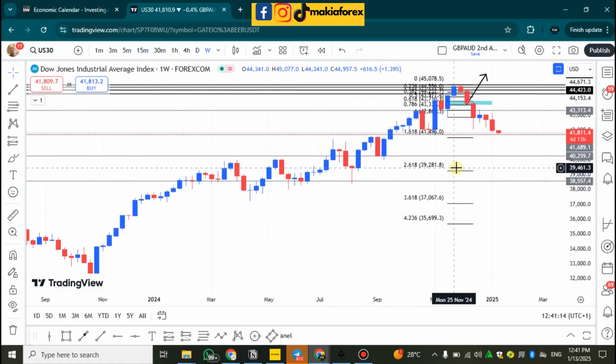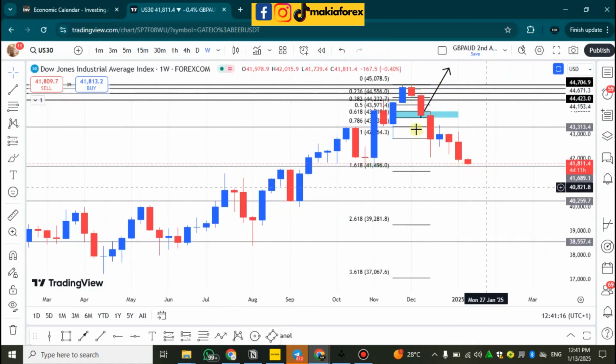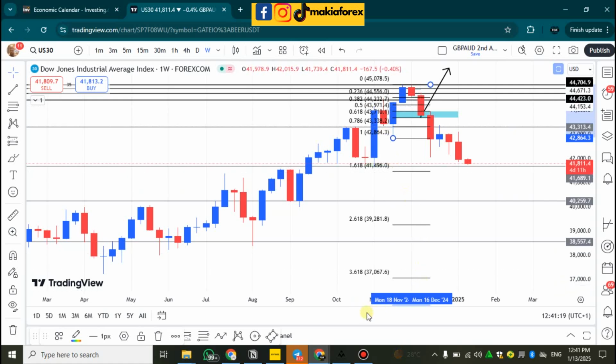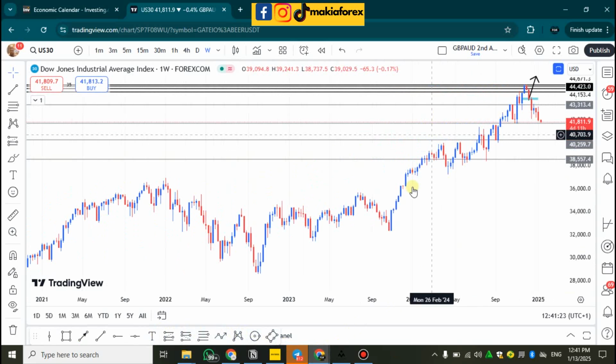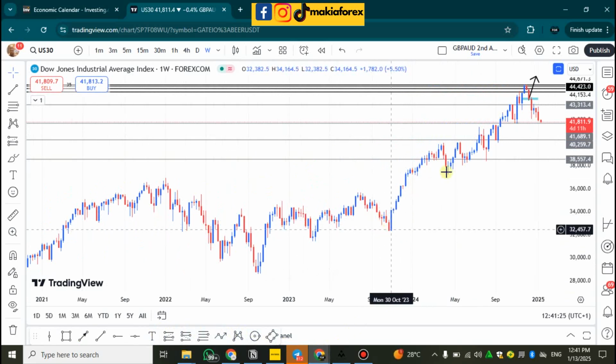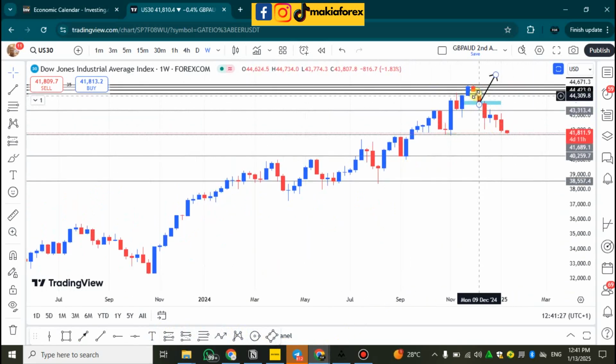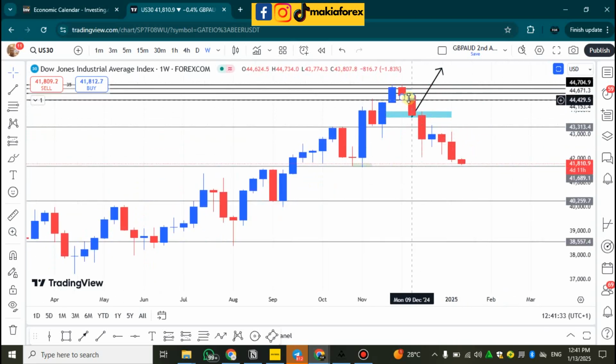You can see that US30 is on a bearish trend, and when it's on a bearish trend like that, we're supposed to be looking for sell trades instead of buy trades. You see that for a while it has been on a bullish trend, but ever since Monday, December 2nd, we have been on a straight bearish trend, and it has been bearish for about 7 weeks straight. That's for the US30, because this is a weekly time frame, guys.